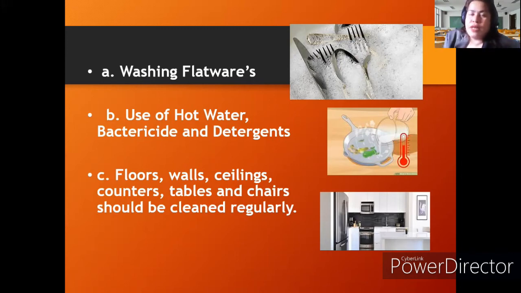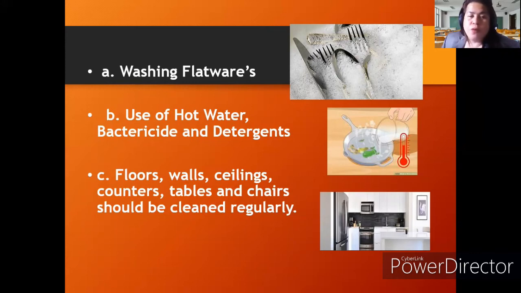So kailangan natin ibabad muna sa water, actually lukewarm water with detergent, okay, or dishwashing detergent. And then saka naman natin siya, of course, huhugasan na lang mabuti. Okay?